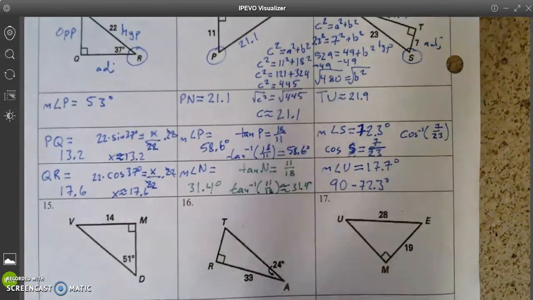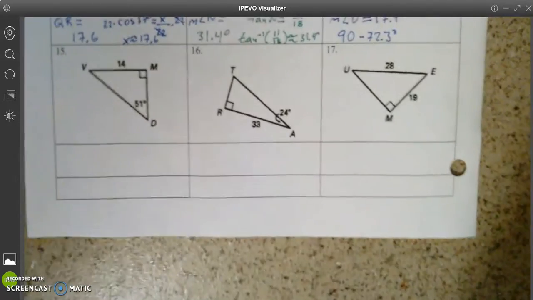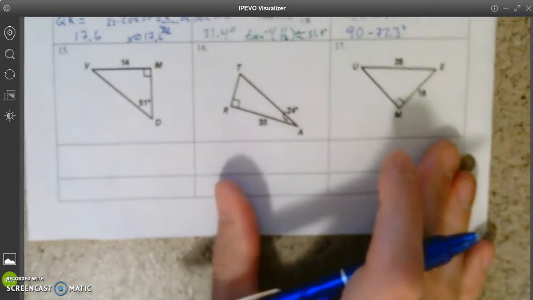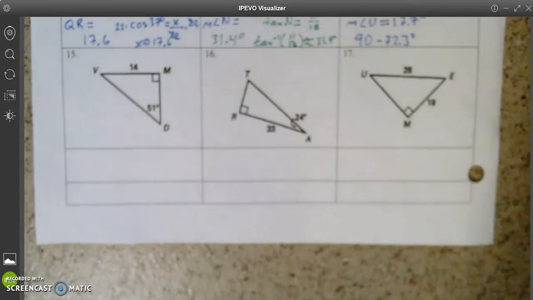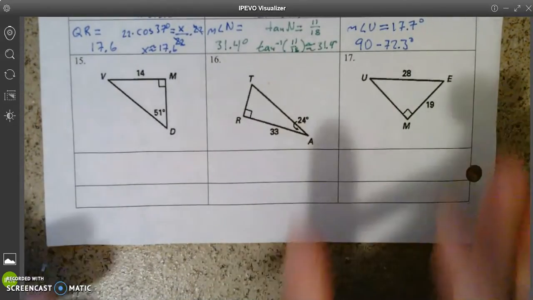For number 15, down here below, let me adjust the camera a little bit. Bear with me. Started moving it a little bit too soon before it autofocused. There we go. All right.